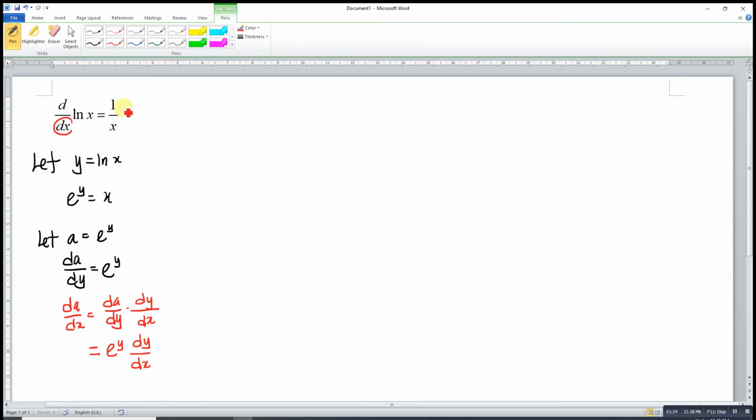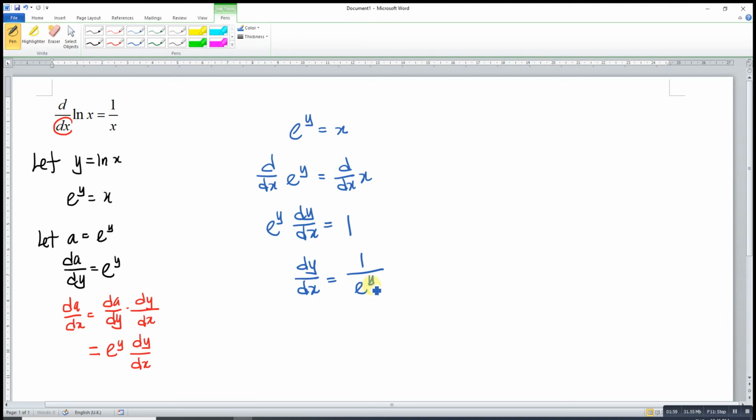Okay, so now we continue with the ln x. So e^y is equal to x, then we differentiate both sides with respect to x. So we have e^y dy/dx is equal to, differentiating x with respect to x, 1. So we have dy/dx is equal to 1 over e^y, and y is actually equal to ln x.